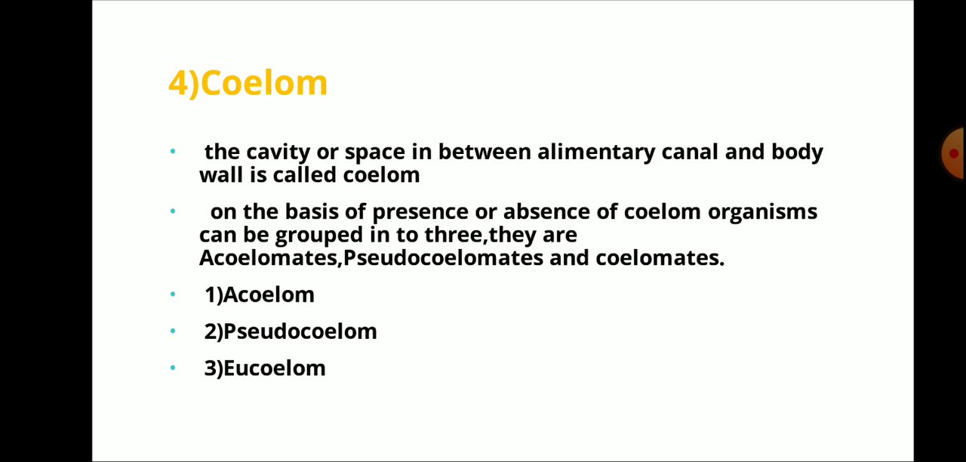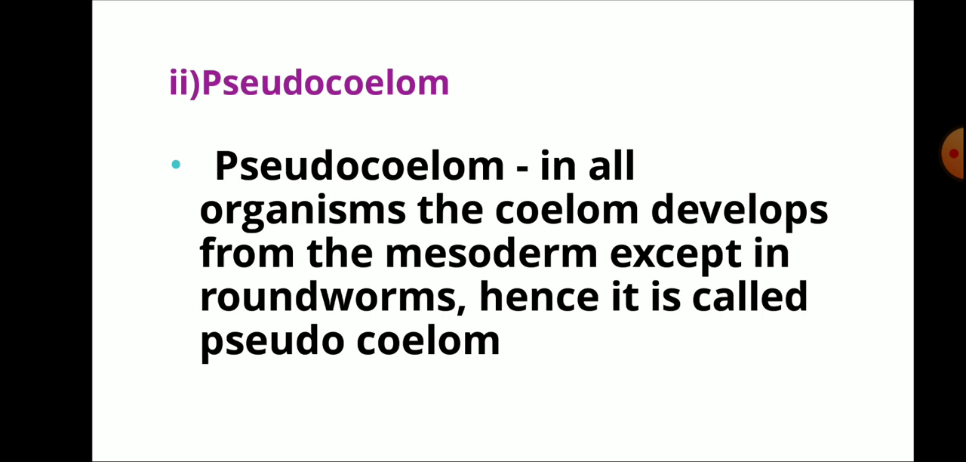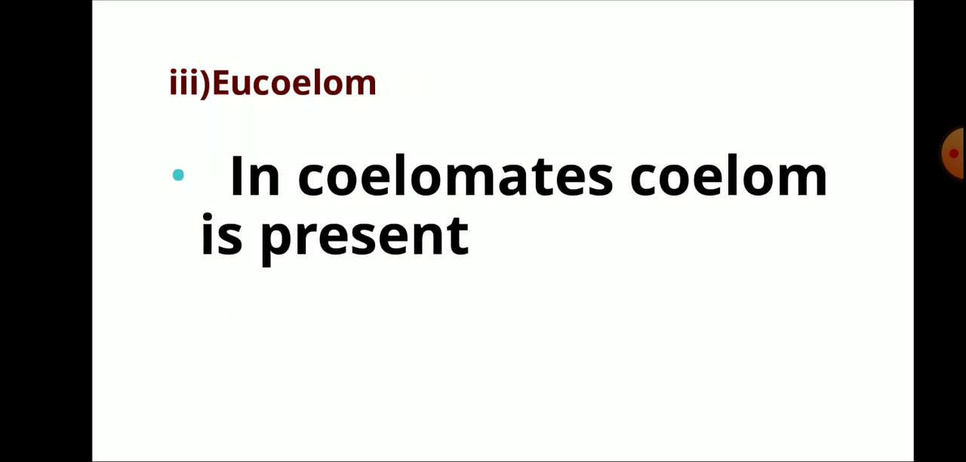Coelom. The cavity or space in between alimentary canal and body wall is called coelom. On the basis of presence or absence of coelom, organisms can be grouped into 3: acoelomates, pseudocoelomates and coelomates. Acoelom, pseudocoelom, eucoelom. Acoelom. In acoelomates, the coelom is absent. Pseudocoelom. In all organisms, the coelom develops from the mesoderm except in the roundworms. Hence, it is called pseudocoelom. Eucoelom. In coelomates, coelom is present.